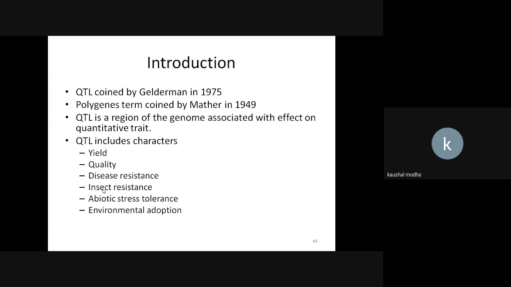Yield is a very complex trait. Quality. So I'm not talking about the qualitative trait. Qualitative trait means purple flower, white flower. There are examples of qualitative traits. Quality means protein quality, oil quality. These nutritional qualities might be governed by many loci. So in that sense, quality traits may be governed by quantitative loci.